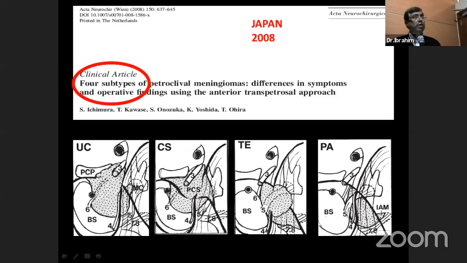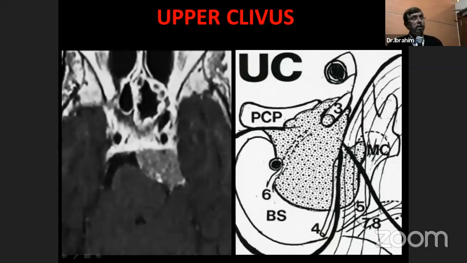Again, back to Takeshi Kawase, he described this in his paper. He said, let's classify these petroclival meningiomas, not haphazardly. We'll call this upper clivus, this is cavernous sinus, this is the tentorium, this is petrous apex. So I thought, well, this is a good idea. Very good idea. So I classified my cases according to Takeshi Kawase. And he agreed to this, actually, I contacted him.